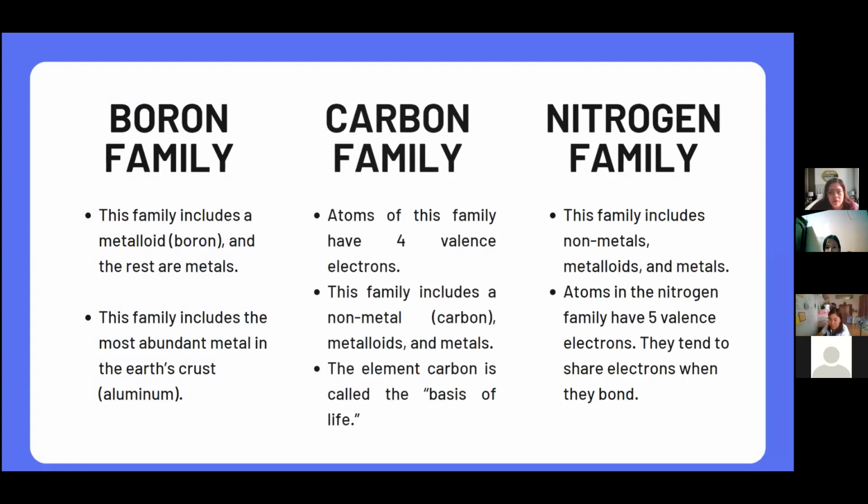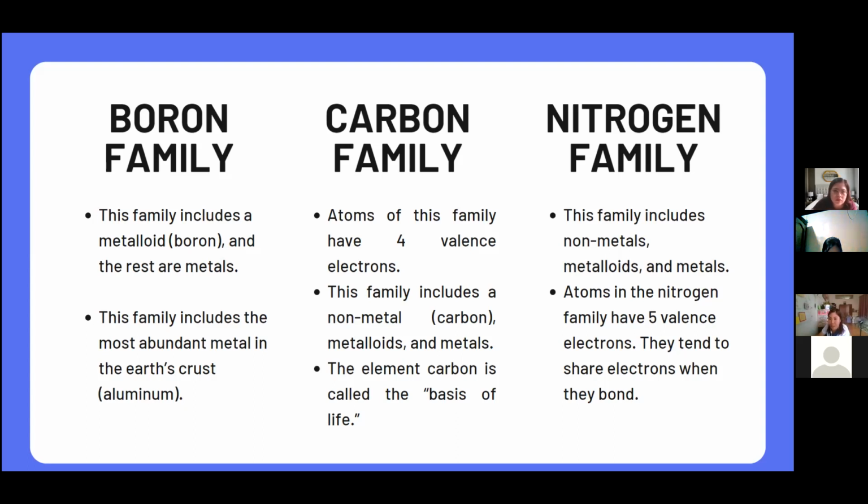So next group is the boron family, which is named after the first element found on the column. So this family includes a metalloid, boron, and the rest are metals. In addition pala, ang metalloids, makikita siya dun sa parang ladder structure sa ating periodic table. So all na elements that are included in that ladder structure are metalloids. So this family also includes the most abundant metal in the Earth's crust, which is aluminum. So when I say aluminum, siya yung most abundant metal on Earth.